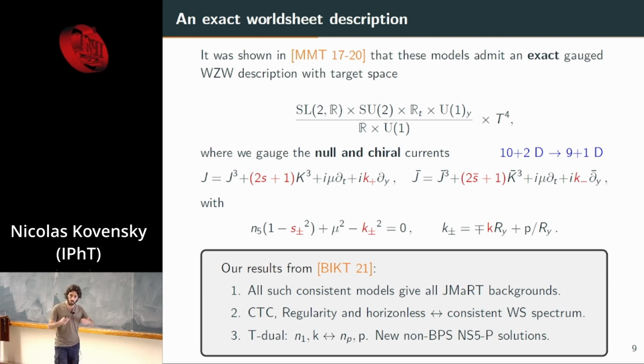So whenever you do that and you want to get a consistent quantum theory, obviously through BRST quantization, the only thing that survives are the JMaRT geometries. And we are able to compute a new set of NS5-P solutions that are non-BPS, which were not known, because it was kind of difficult to take the limit in the correct way. But okay, these were the outcomes of the first project.